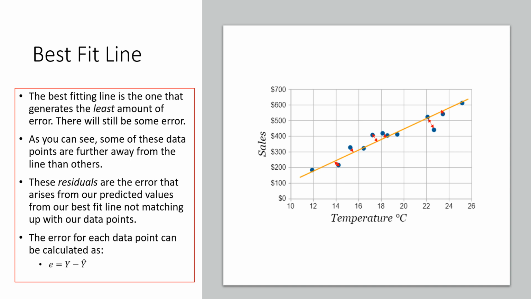The best fitting line is the one that generates the least amount of error. There's still going to be some error. We can see all these red arrows pointing to the error that we're going to have. As you can see, some of these data points are further away from the line than others. These are called residuals. And these residuals are the error that arises from our predicted values from our best fit line not quite matching up with our data points. This error is calculated for each data point as follows. E, the error, is going to be equal to the data point y, the actual data point, minus our prediction for y.